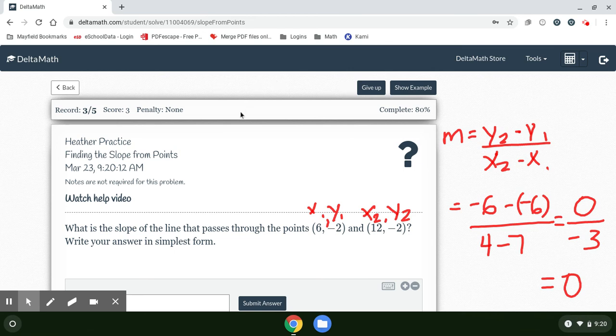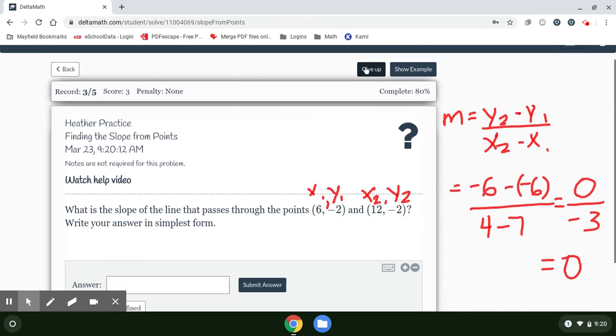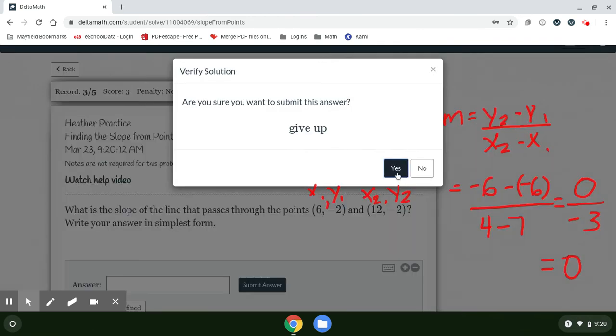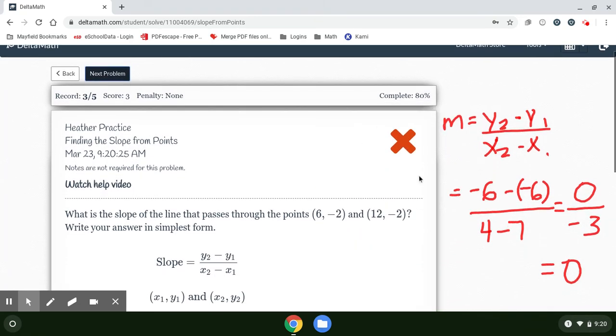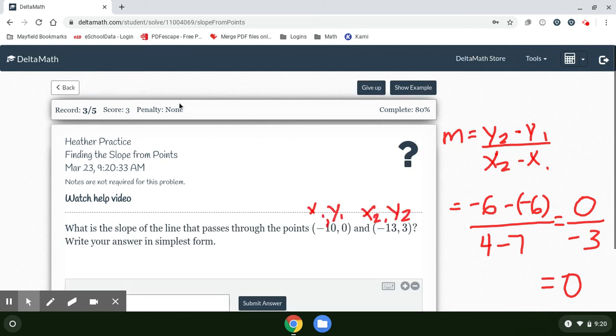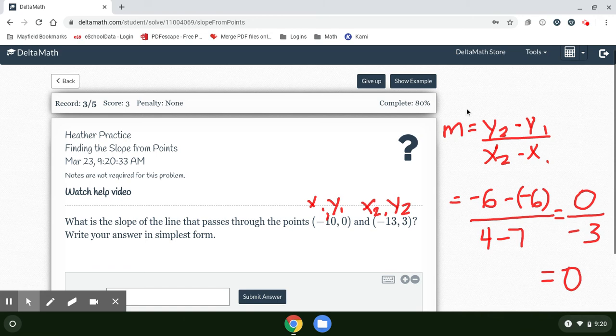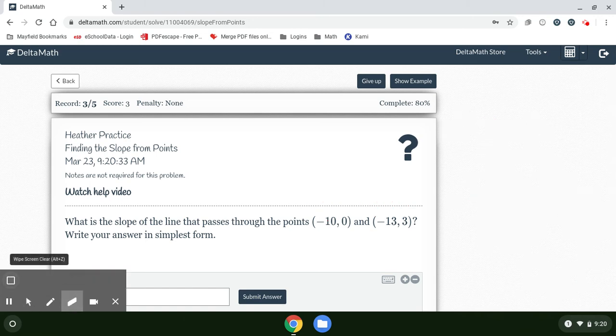And I'm actually going to do a different one. Say give up. Notice how when I said give up, it marks it wrong. I'm going to go on to my next problem because I wanted one that wasn't 0 on the top. So let's do this again.